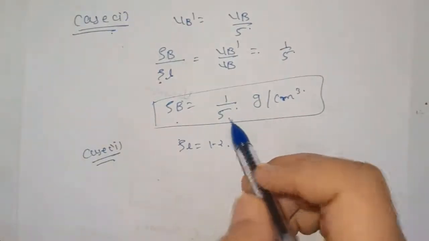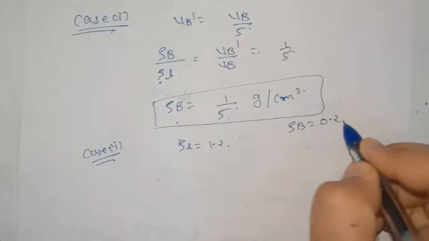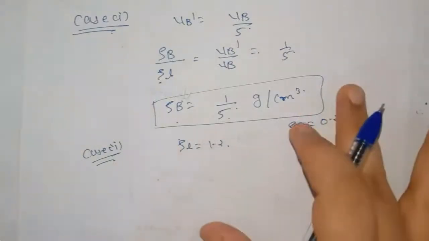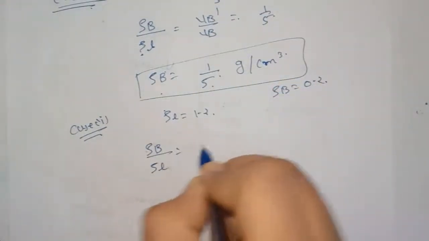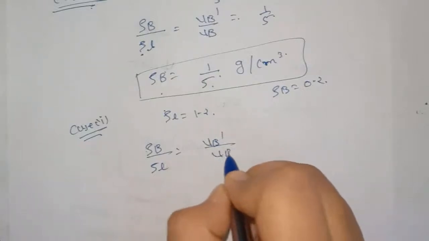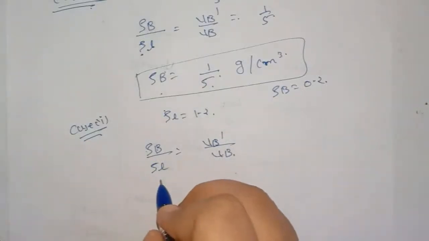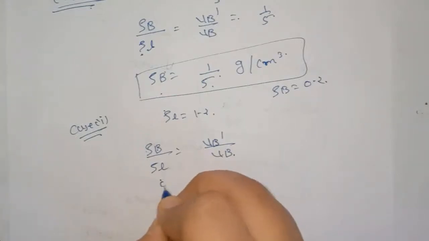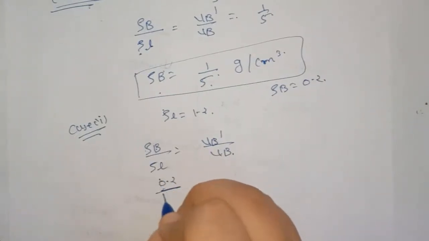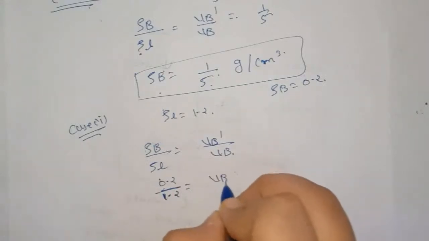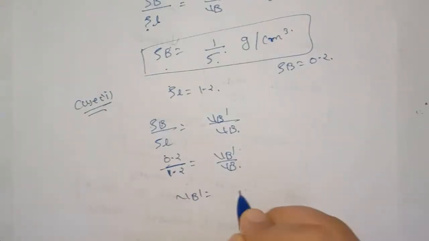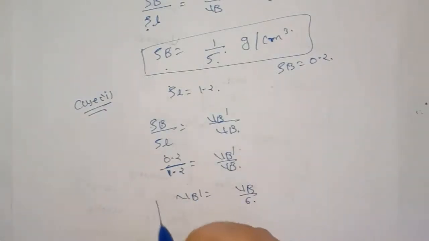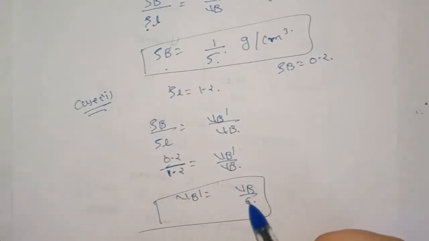As the density of body is 0.2, it will float in this liquid again. So density of body upon density of liquid is equal to VB dash upon VB. Density of body is 0.2 divided by density of liquid is 1.2. So VB dash upon VB, so VB dash is equal to VB by 6. So it will float by keeping 1/6 of its volume immersed.